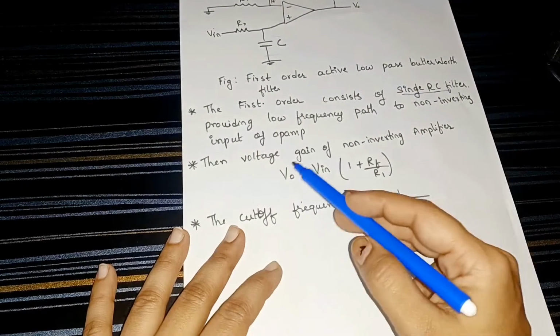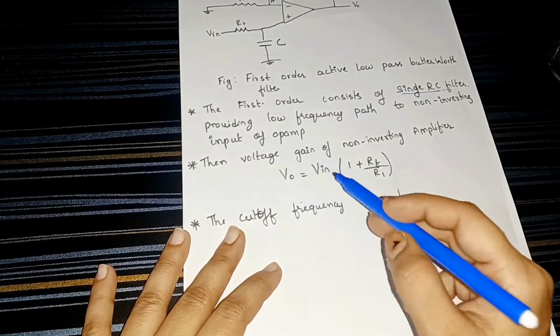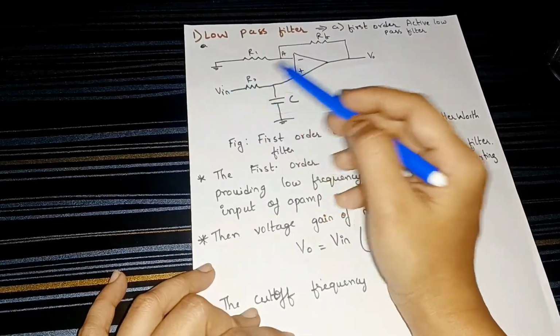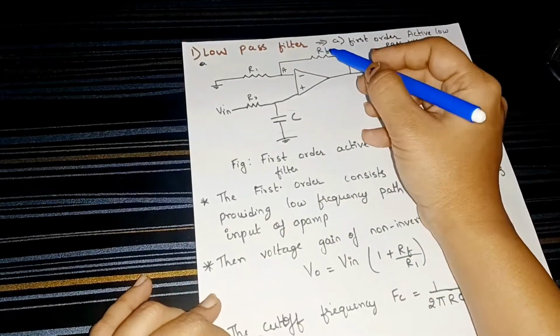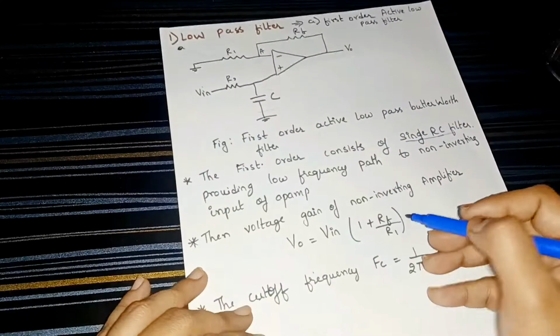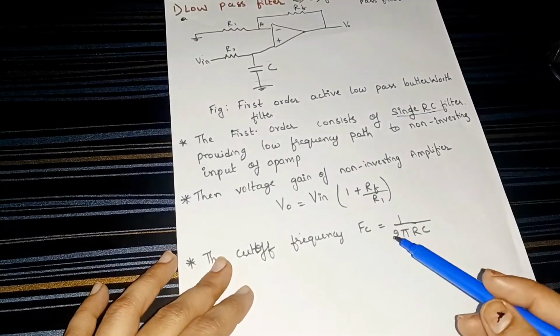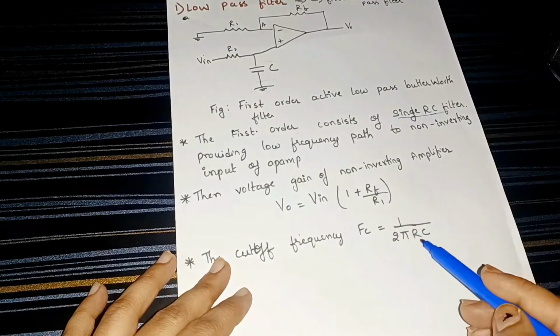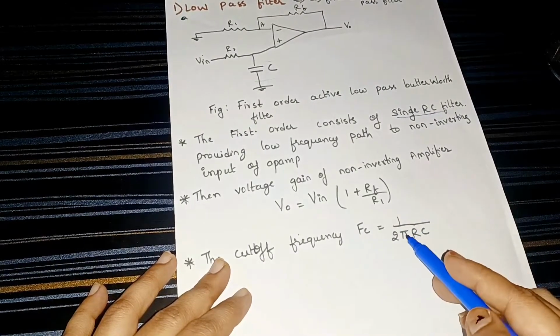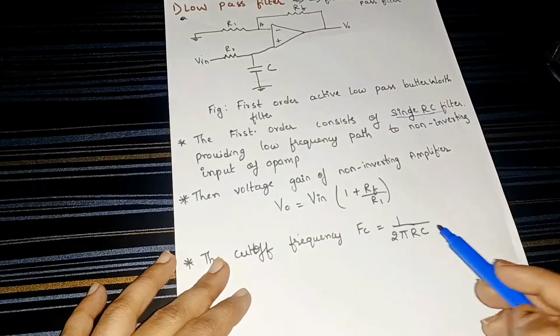So what we get is the output voltage equals the input multiplied by 1 plus RF divided by R1. And what is the cutoff frequency? The cutoff frequency is given by 1 by 2 pi RC.